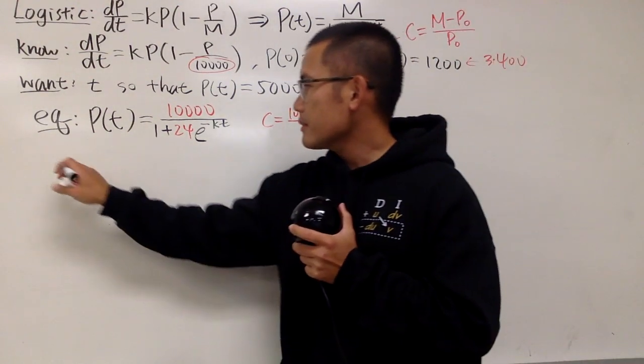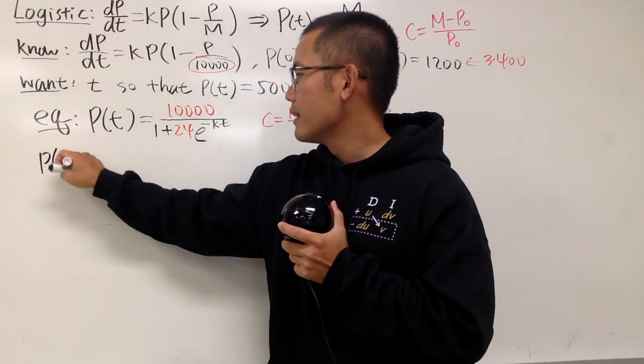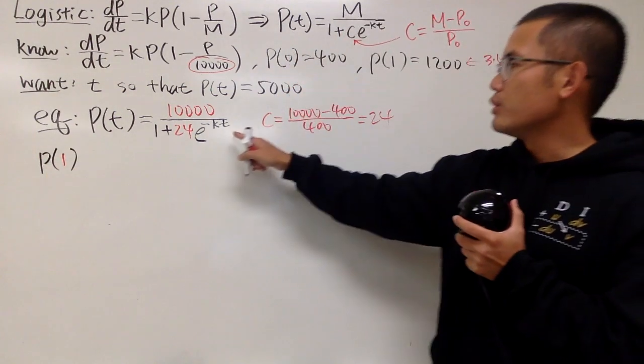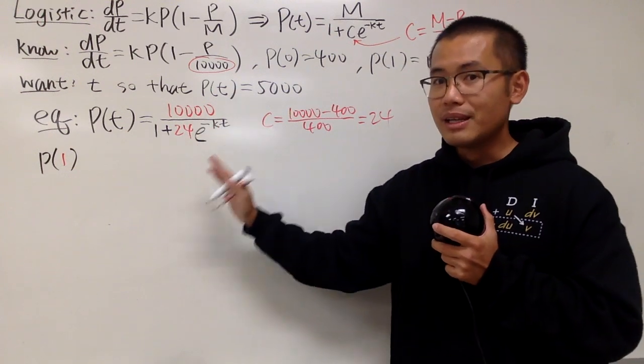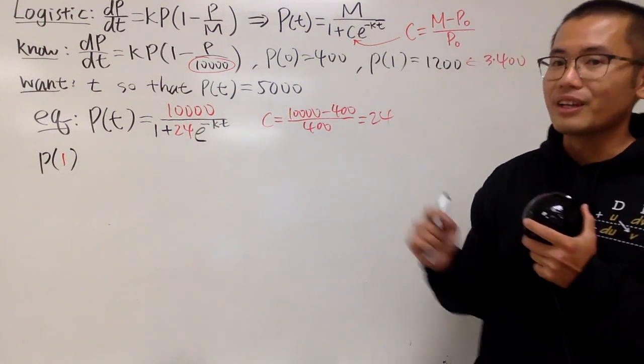So here we go. P of 1. And again, if you use this right here, you just get 1, and that's not going to help you. Instead, use this right here to solve for the K.